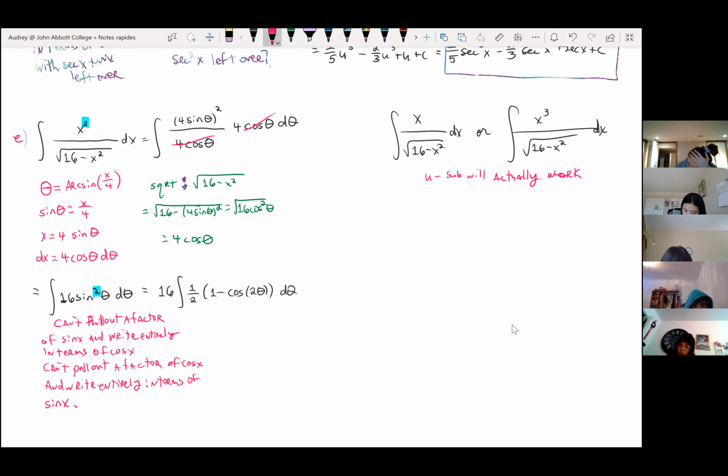If we had bounds here, it would actually be an easier problem. Yeah, we're actually going to have to here, and you'll see in just a second. I can't pull out a factor of cosine entirely in terms of x, so this means that I need to use my double angle identities.